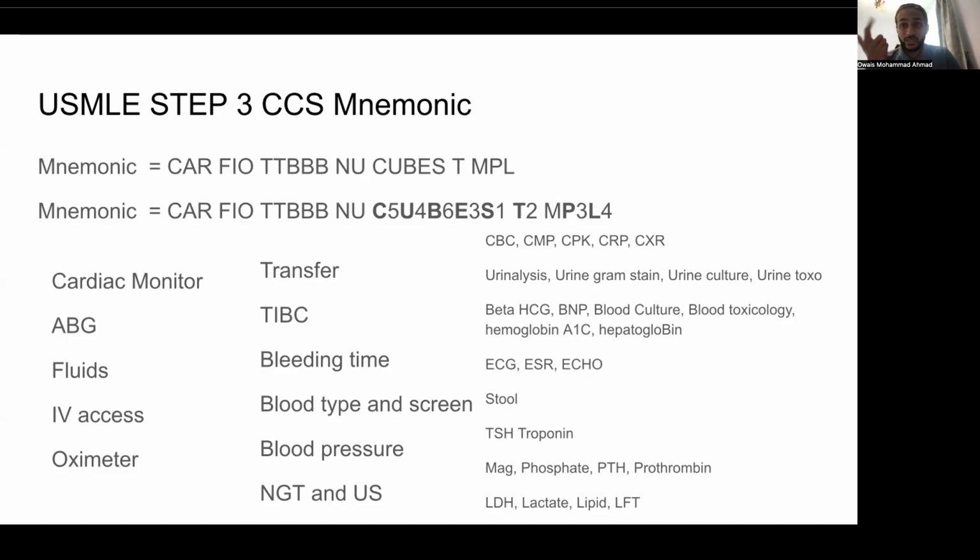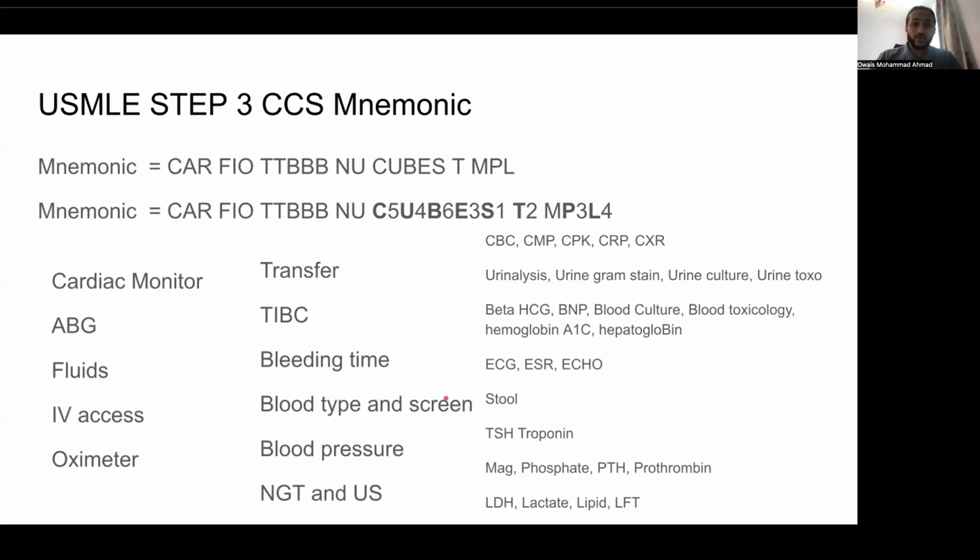E is going to be ESR, E is going to be ECG, E is going to be echo. S is going to be your stool study, so you can do stool PCR, stool culture, stool Gram stain, whatever you want to do. The T is going to be TSH, the T is going to be troponins. M is going to be magnesium, P is going to be phosphate, prothrombin, PTH, and L is going to be lipids, LDH, lactate, and LFTs.